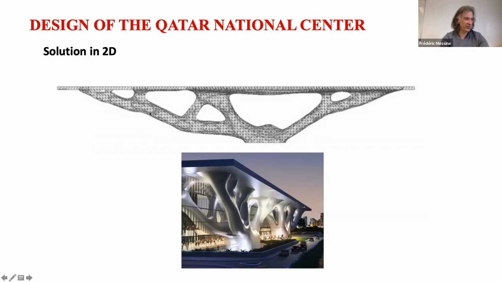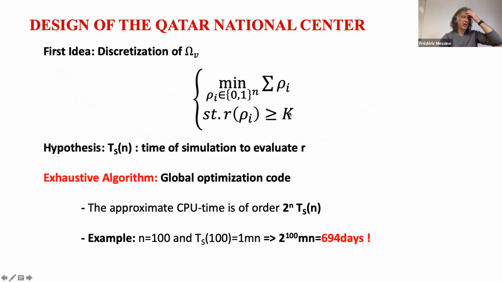I provide you the meshes of the Qatar building, the center. You can see we can do it in 2 dimensions. You have all the meshes of this beautiful national center. So first idea, this discretization of the variable region.